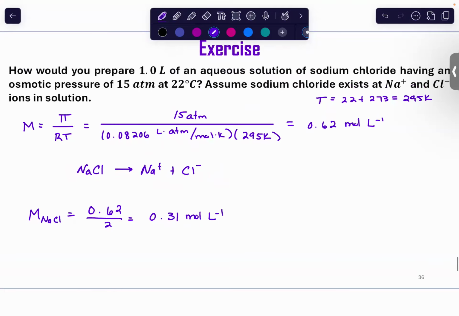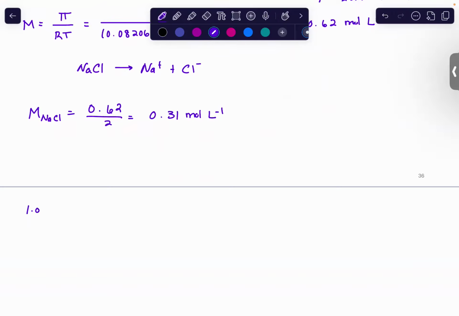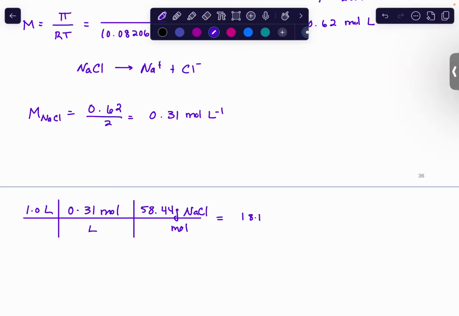Now I have 1 liter of this solution, okay? So I'm going to take my 0.31 moles of sodium chloride per liter. And then sodium chloride is 58.44 grams per mole. This is going to give me 18.1 grams sodium chloride.